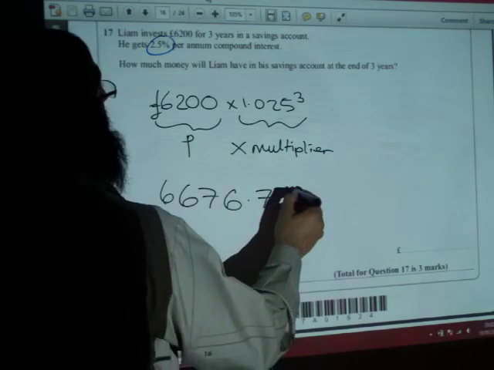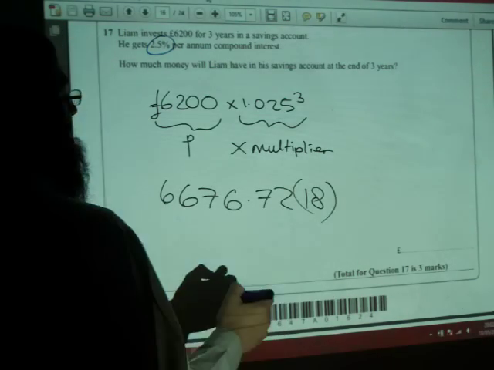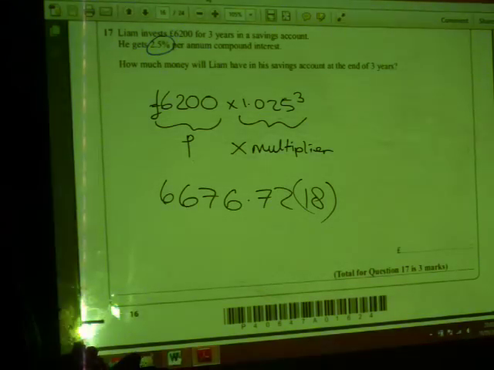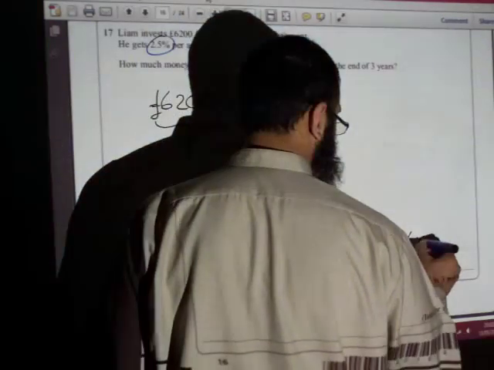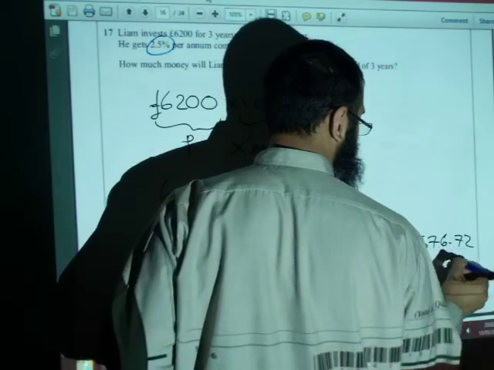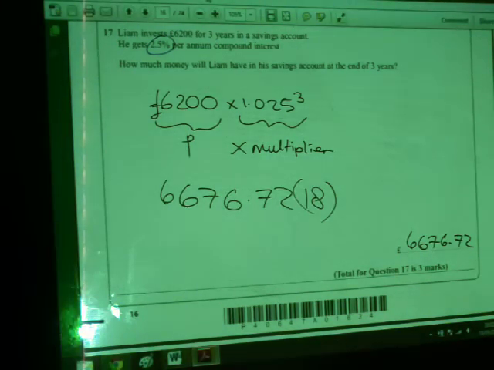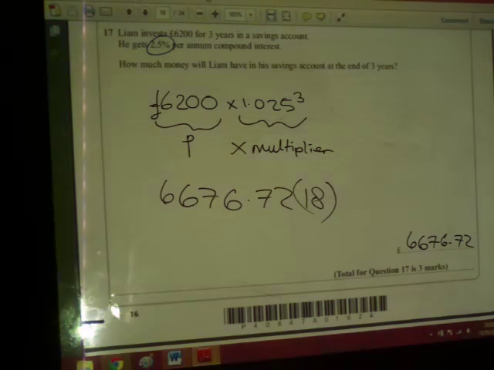667.72. Is that it? 1875. Okay. Right. Are we happy to say the answer will be £6,676.72? Yes. 667. Okay. Why have I stopped the question at 2 decimal places? Because it's pence. Okay. Lovely.